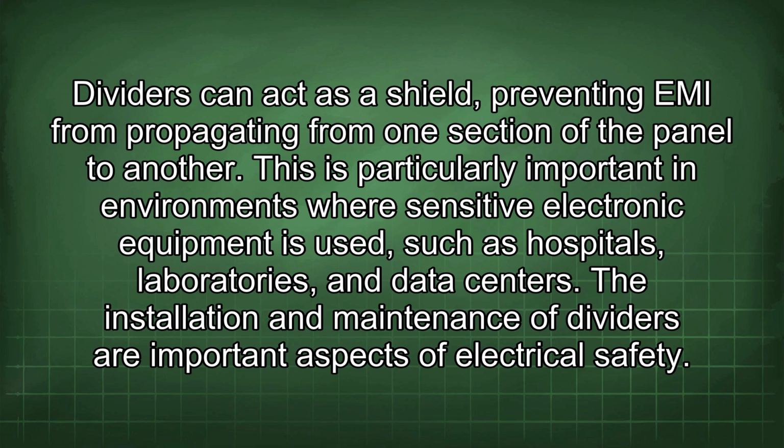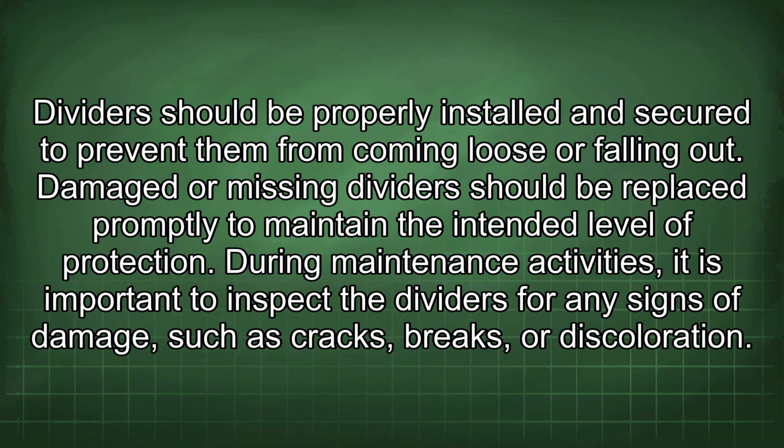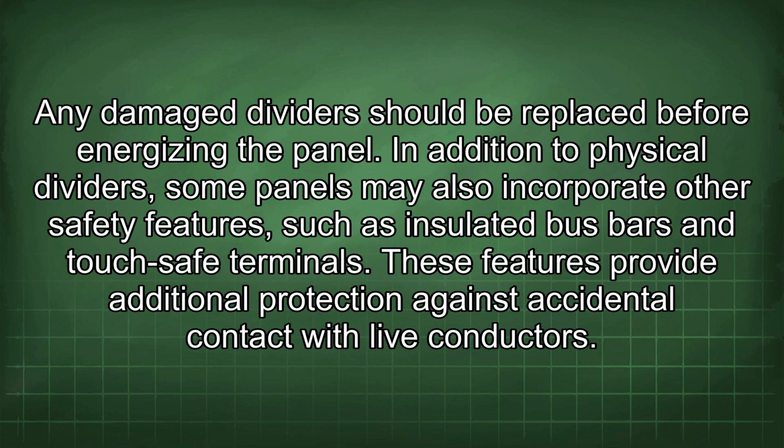The installation and maintenance of dividers are important aspects of electrical safety. Dividers should be properly installed and secured to prevent them from coming loose or falling out. Damaged or missing dividers should be replaced promptly to maintain the intended level of protection. During maintenance activities, it is important to inspect the dividers for any signs of damage, such as cracks, breaks, or discoloration. Any damaged divider should be replaced before energizing the panel.